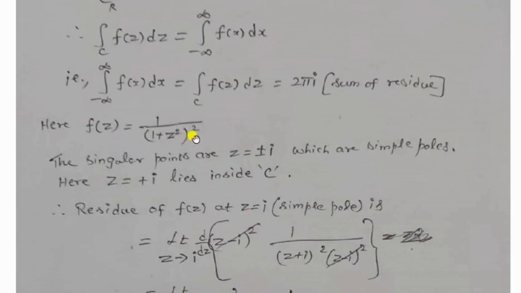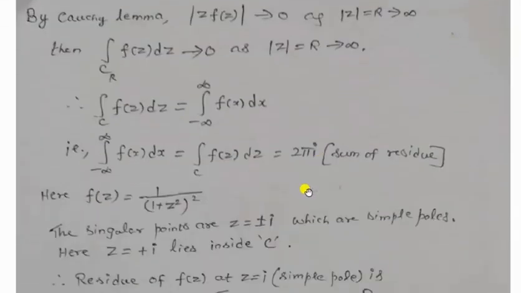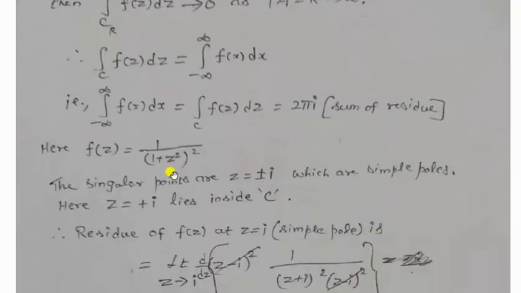How to take this f of z? See the integrand of the given problem. It is 1 by (1 plus x square) the whole square. Instead of x, substitute z. That's all. You will get f of z, so it is 1 by (1 plus z square) the whole square. Then equate the denominator to 0. You will get the singular points. You will get z square plus 1 equal to 0, means z equal to plus or minus i.